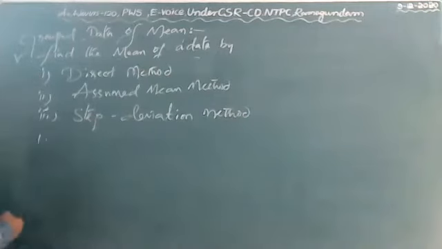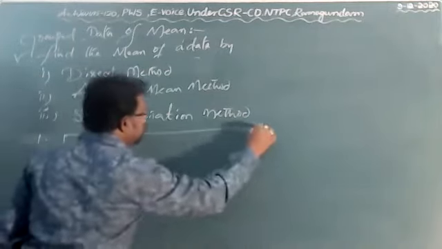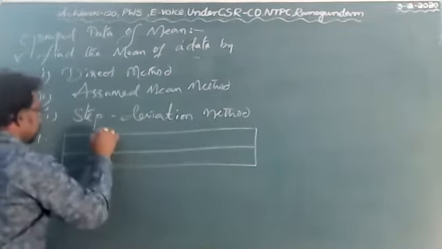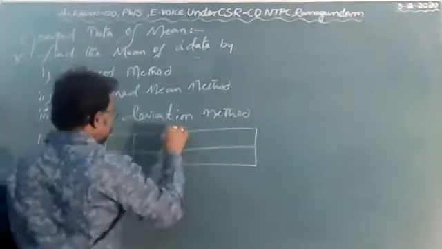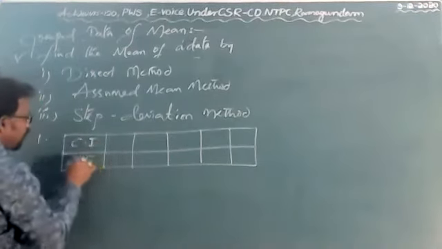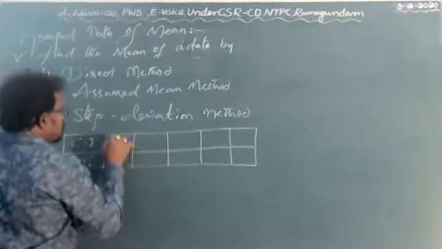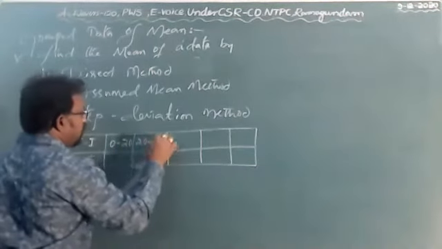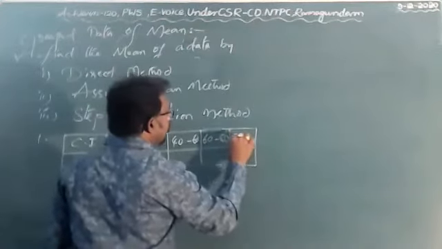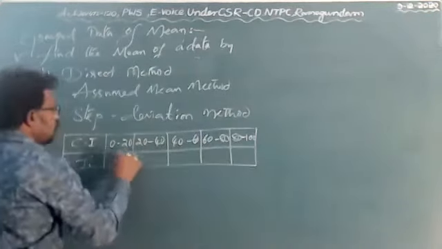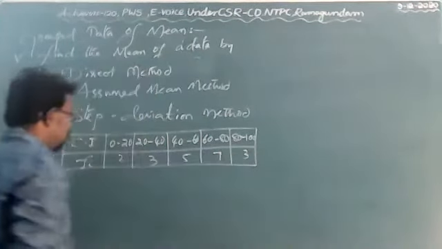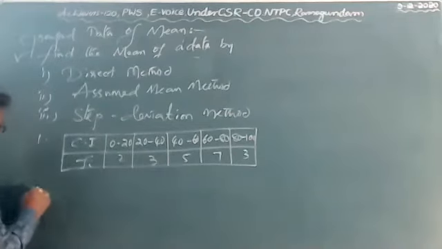In this, the first question: class interval, frequency. 0 to 20, 20 to 40, the gap is 20 here. The gap is 20, up to 80 to 100. Frequencies 2, 3, 5, 7, 3. That is one question.